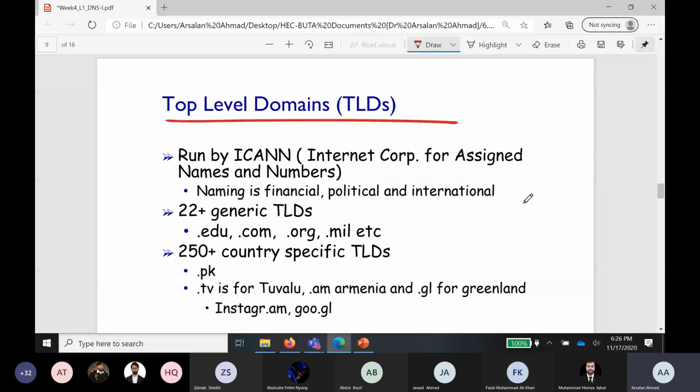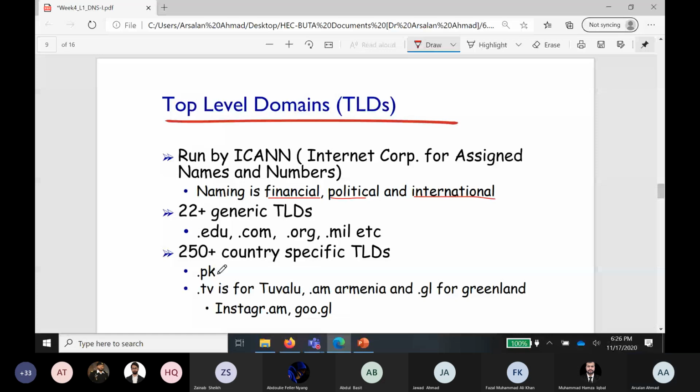Then the root name servers point to the top level domain name servers, and they are managed by ICANN, the Internet Corporation for Assigned Names and Numbers. And the naming of these top level domains is financial, political, and international, all those things. So we have 22 plus generic TLDs, which include .edu, .com, .org, .net, .mil, and all those. And we have 250 plus country specific TLDs, for example, .pk.